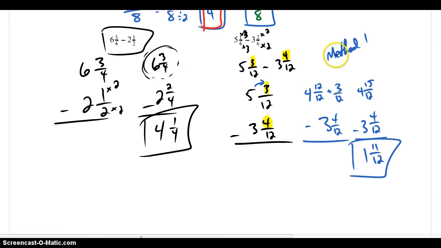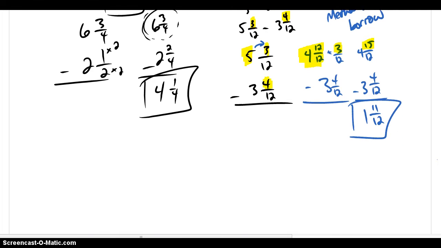So that was method 1, we borrow. And this was that borrowing step, right? We took the 5 wholes and we rewrote it as 4 and then one group of 12, and then we put that together with the other 3/12s before we subtracted. Method 2 is again going to be those improper fractions.